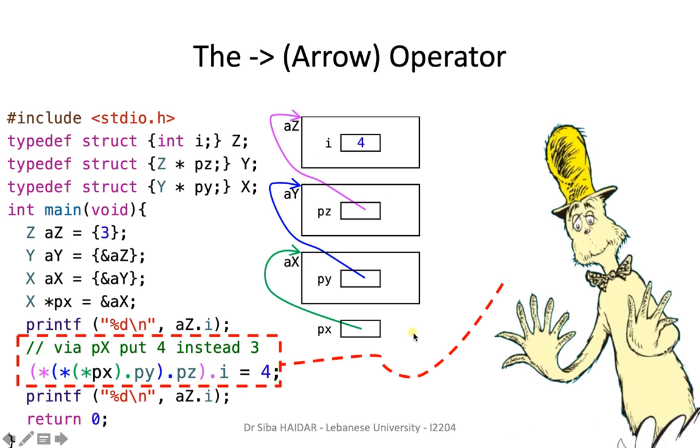4. So this is very hard. This is so much complicated. So we refuse to do this, and instead we need to write the arrow syntax. We want to write px arrow py arrow pz arrow i without any parentheses, any dereferencing, any dot operator.